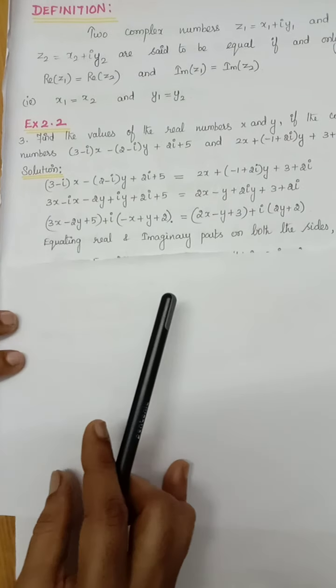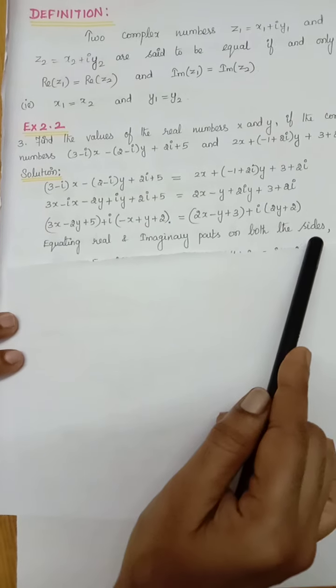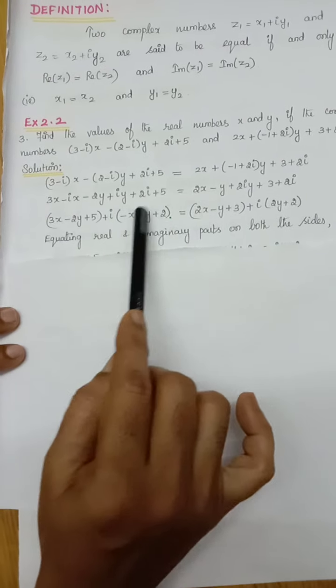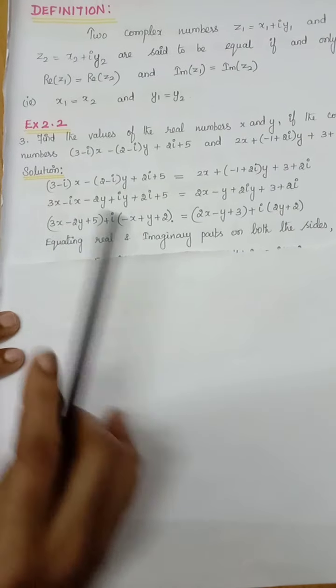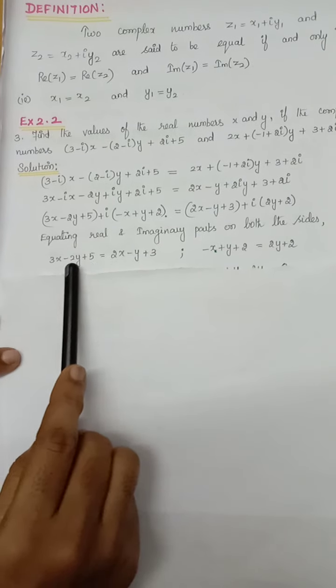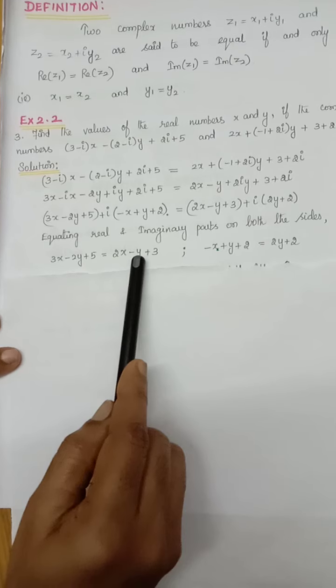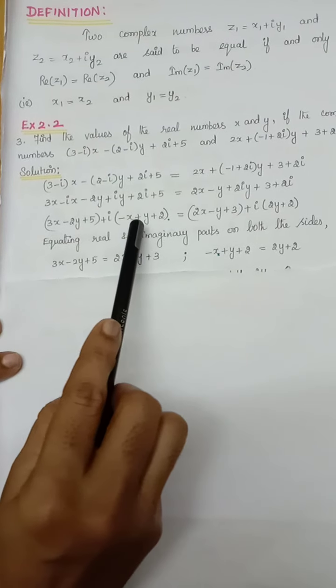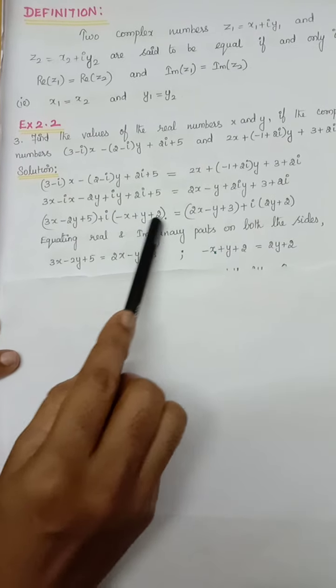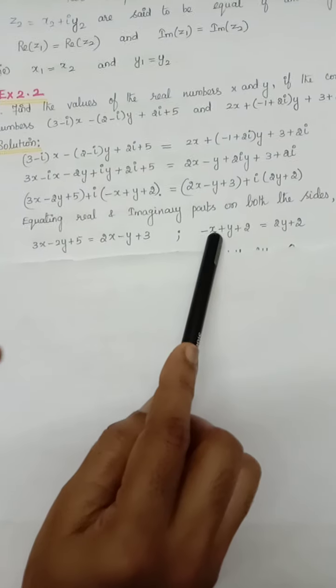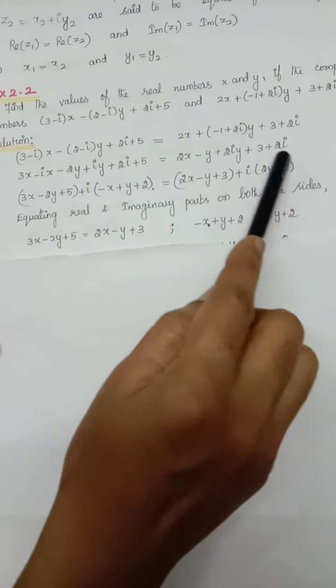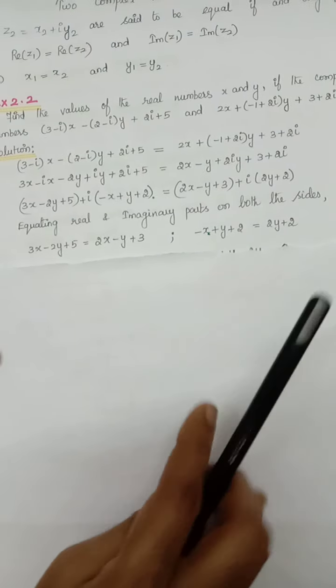So equating real and imaginary parts on both sides, because the two complex numbers are equal. What is the real part here? 3x minus 2y plus 5. On the right side, the real part is 2x minus y plus 3. In the same way, equate the imaginary part. What is the imaginary part here? Minus x plus y plus 2. Here the imaginary part is 2y plus 2.